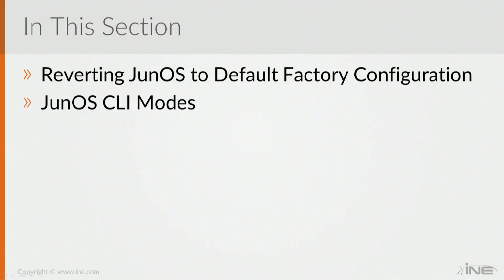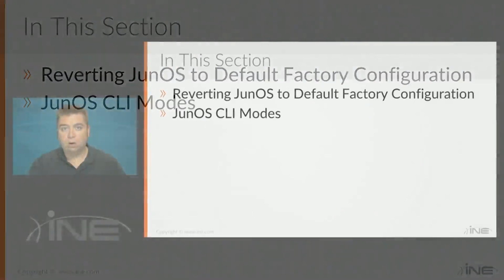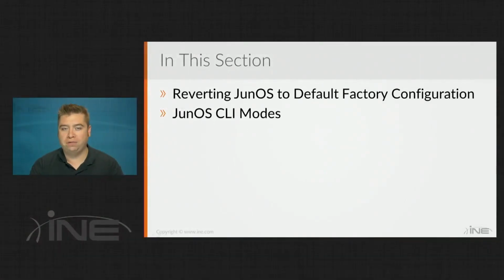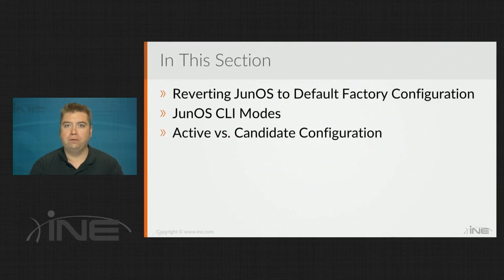We'll talk about how the JunOS CLI modes work. What's the difference between what is effectively global configuration in JunOS and what is effectively exec mode in JunOS. We'll talk about the differences between the configuration structure. How does the active config versus the candidate config work, and how do the config commits and rollback work?